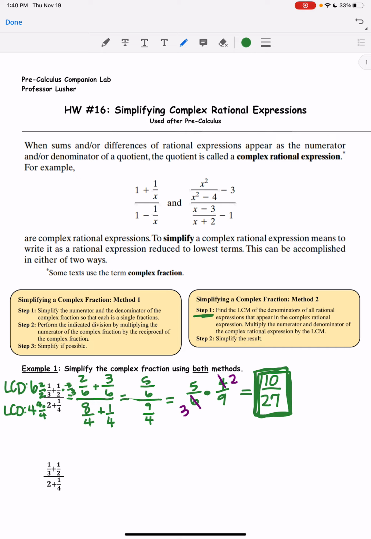In method 2, step 1 is to find the LCM of the denominator of all rational expressions that appear in the complex rational expression. Multiply the numerator and denominator of the complex rational expression by that LCM. So again, I'm not going to teach that. Watch a video, Google a video to find out how to find the LCM. But in this one, you're looking at every one of these denominators in any part of that fraction. Between 3, 2, and 4, my LCM is going to be 12.